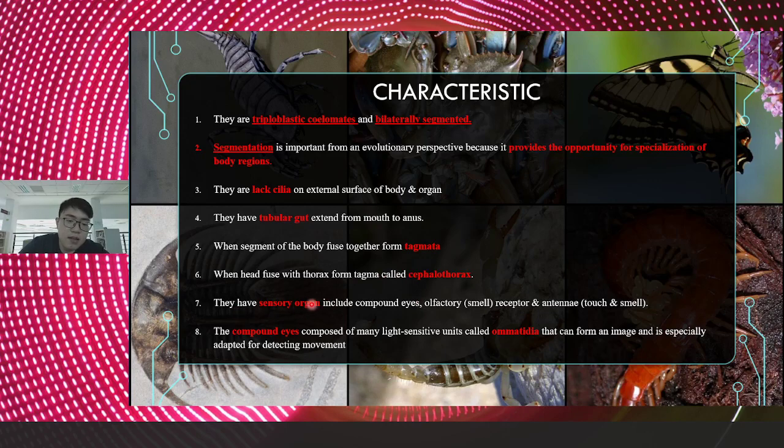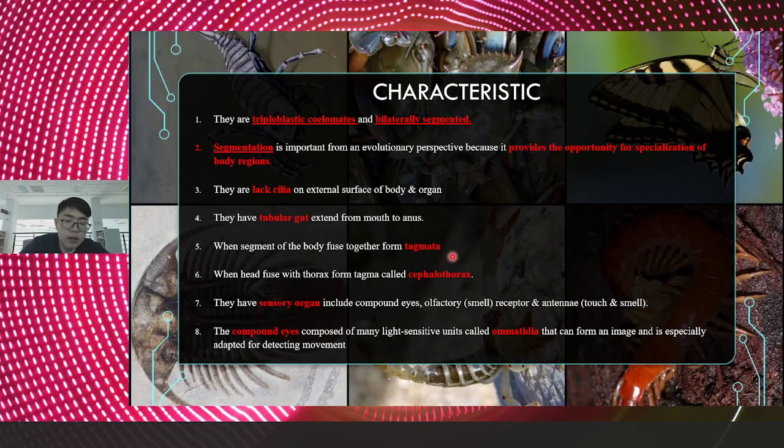They also have sensory organs including compound eyes, olfactory receptors and antennae, for touch and smell. What is the function of compound eyes? Compound eyes are composed of light-sensitive units called ommatidia that can form an image and are especially adapted for detecting movement. So this is a unique characteristic for them. They have compound eyes.